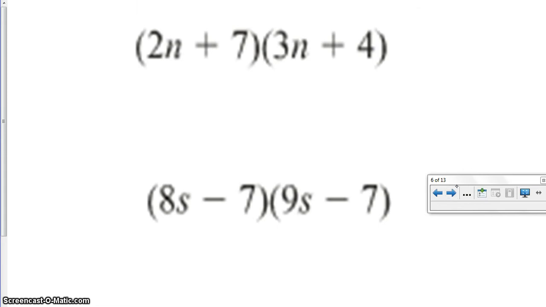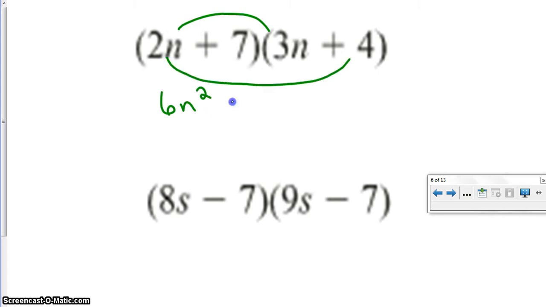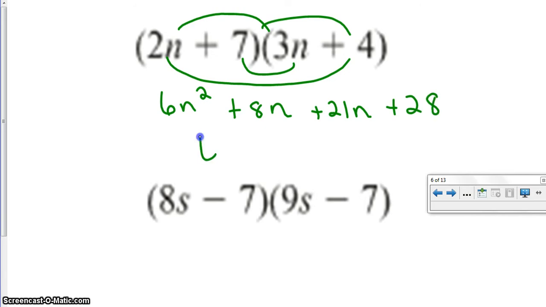So, here's 2 examples. I'll do one quickly for you. First, 6n squared, outer, positive 8n, inner, positive 21n, last, positive 28, simplify, 6n squared plus 29n plus 28. Stop the tape and do the second problem yourself.